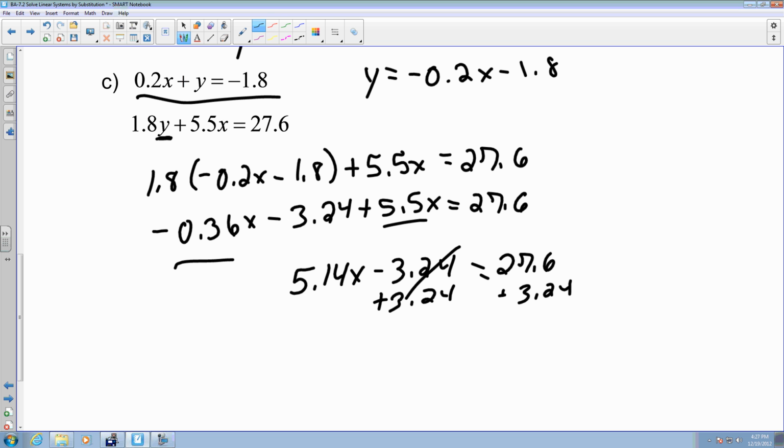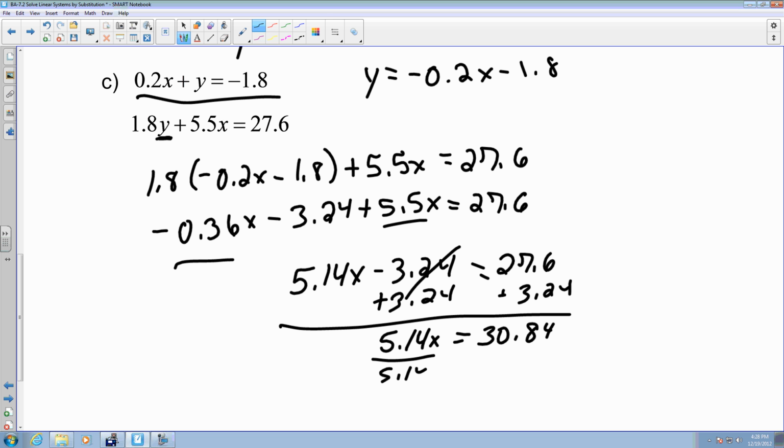That cancels that out. Leaves me with 5.14x equals 30.84. And if I were to divide 5.14 to both sides, my x equals 6.